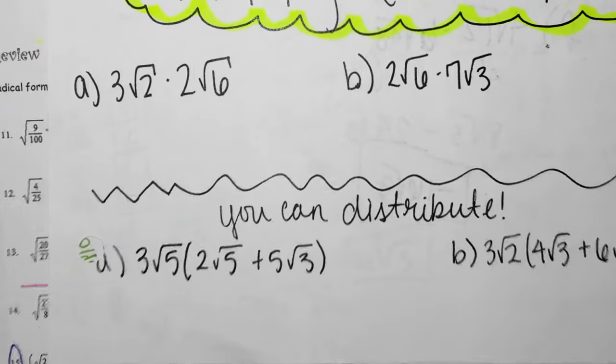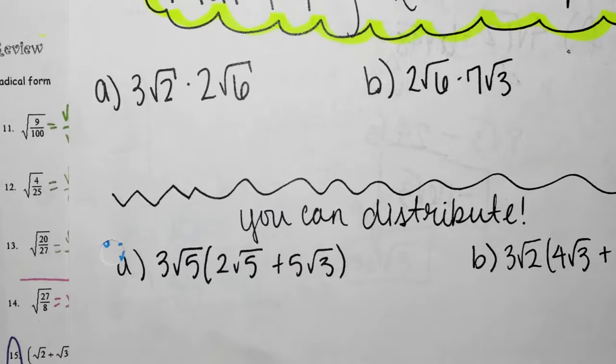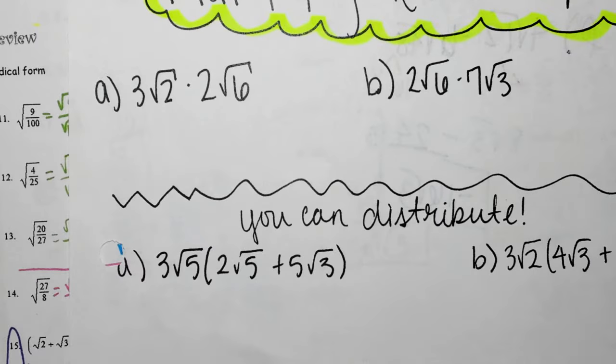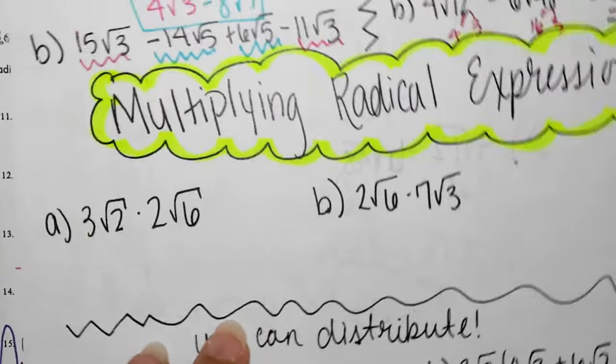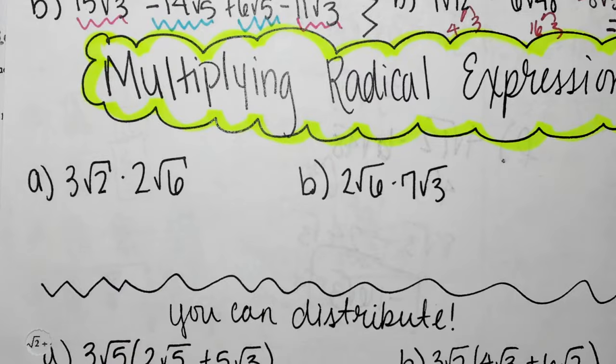Alright, let's look at this one. So when you multiply radical expressions, we gotta keep doing this, guys. We got 2 more things to do. 3 more things to do. We're not even close to being done.